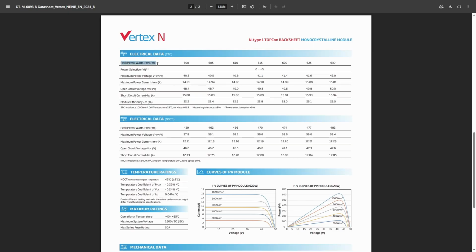Let's start with rated power. This is the number most people look at first. In this datasheet, you can see several models, from 600 watts to 630 watts. We'll focus on the 630 watt version. This is the number given under STC. STC means standard test conditions. These are ideal conditions, or at least very good conditions. High solar irradiance, controlled test temperature, and a standardized test setup.